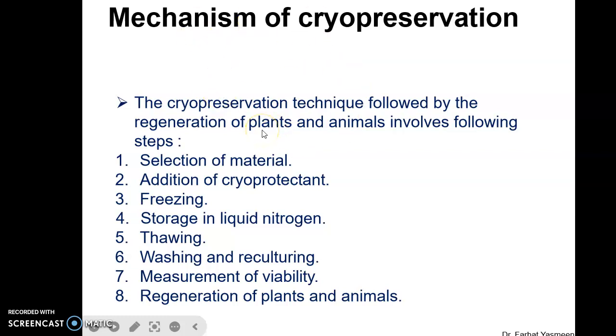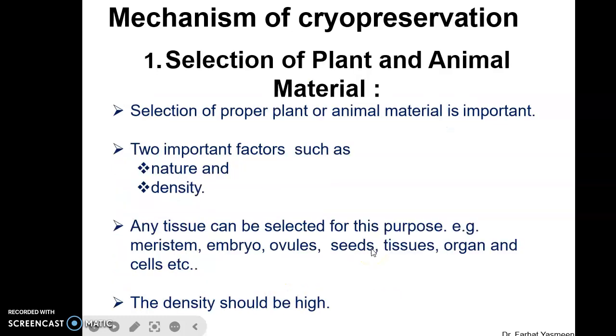The mechanism of cryopreservation, or the steps involved in the regeneration of plants and animals, involve the following steps. First of all is the selection of animal material, that is, what kind of material you should use for the cryopreservation. Then come the addition of cryoprotectants, freezing, storage, thawing, washing, and measurement of viability and regeneration of plants and animals.